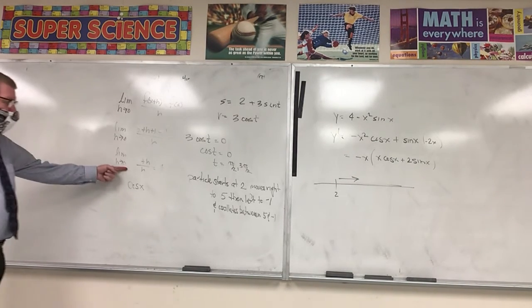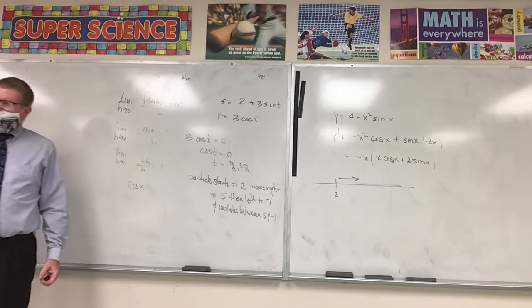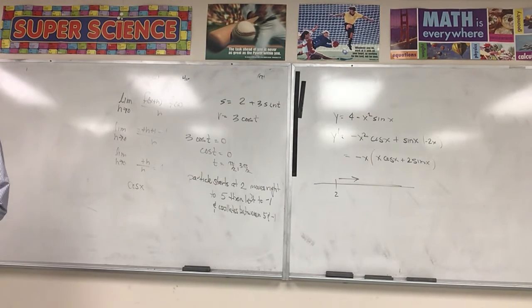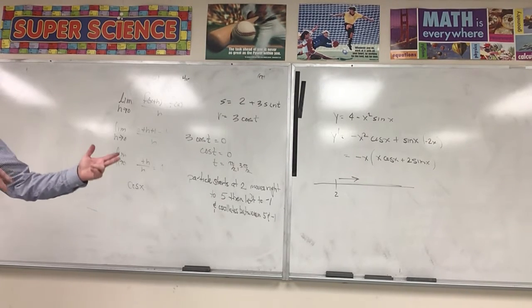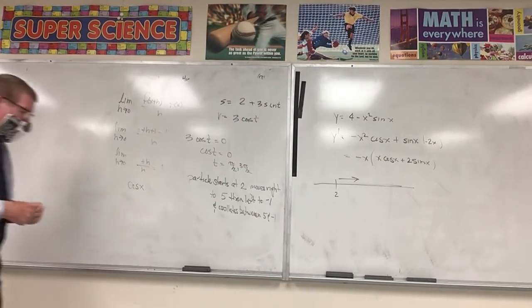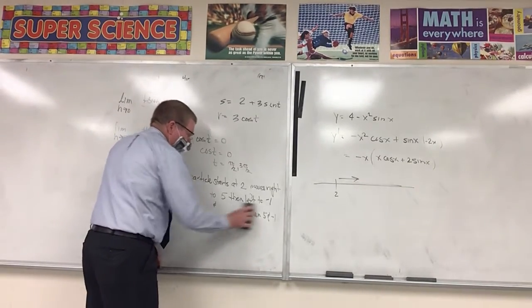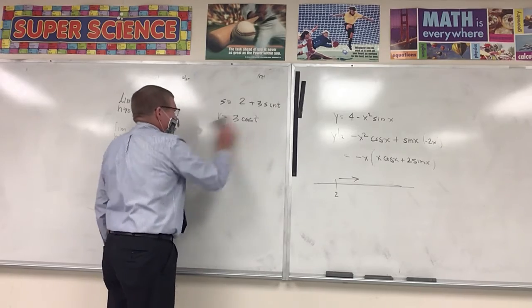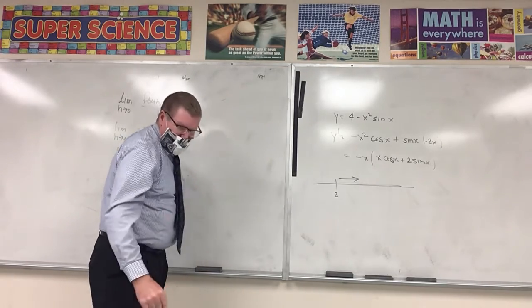So my left-hand limit is 1. My right-hand limit is 0. So therefore is my derivative the same on both sides? No. So therefore it's not differentiable, but it is continuous. Because that's basically what it looks like. It looks like this. It's not exactly a cusp.